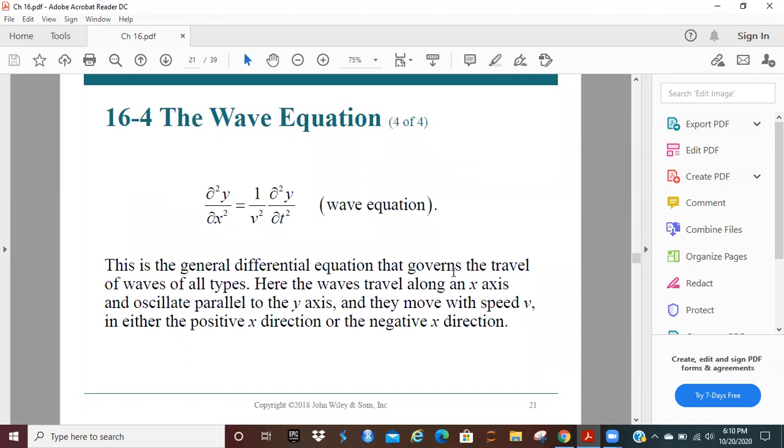The wave equation. The second partial derivative of y with respect to x is going to be equal to 1 over the velocity squared times the second derivative of y with respect to time. This kind of function pops up not only here in general physics, but also later on in quantum mechanics as well. So this is going to be the general differential equation that governs the travel of waves of all types. Here the waves travel along the x-axis and oscillate parallel to the y-axis, moving with a certain speed in either the positive x direction or the negative x direction.